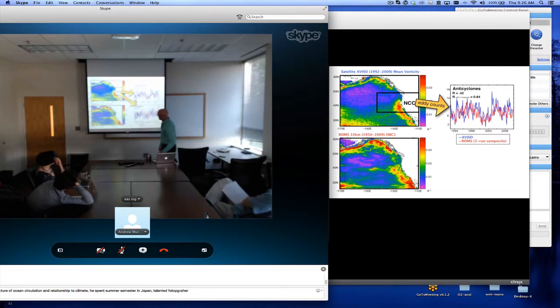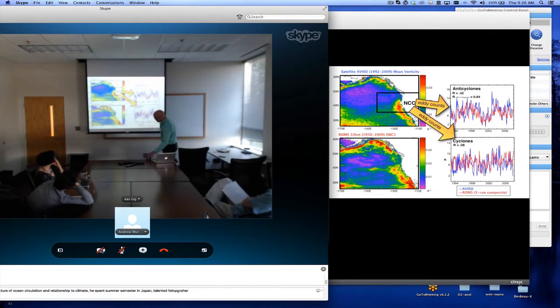Now, if we look at the same with cyclones, we really don't see that agreement. We do get the stationary statistics, but there is very little interannual signal to capture, and we definitely don't capture it. We get an R value of 0.08. But I think I can convince you that there may be an explanation.